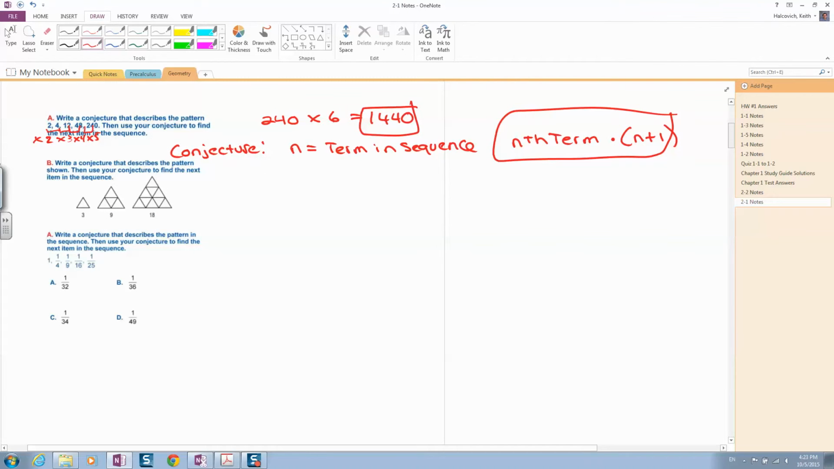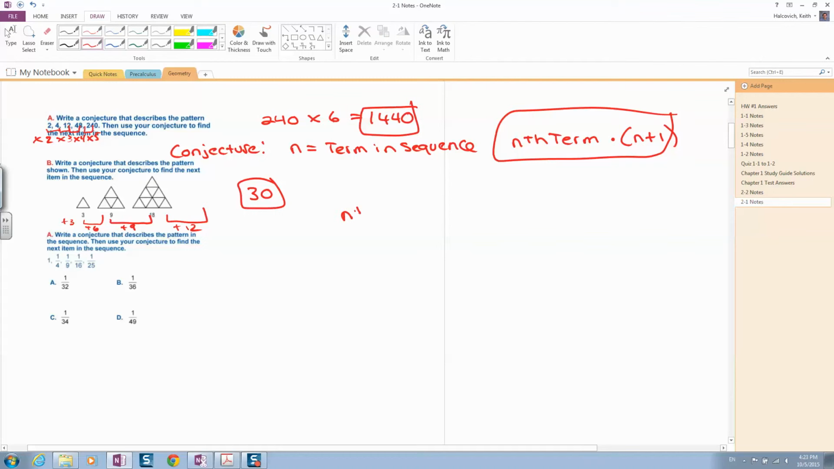For B here, notice here you're adding 6, here you're adding 9. So you started with adding 3. So you go 3, 6, 9. So then the next one would have 12. And the next one would be 30.